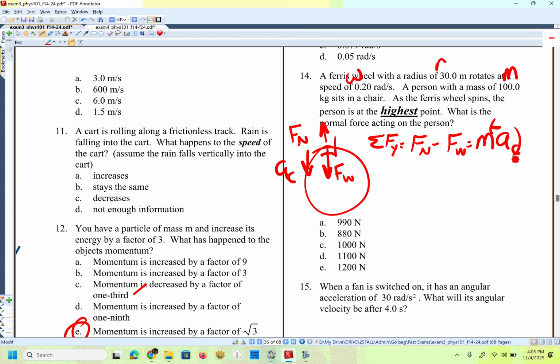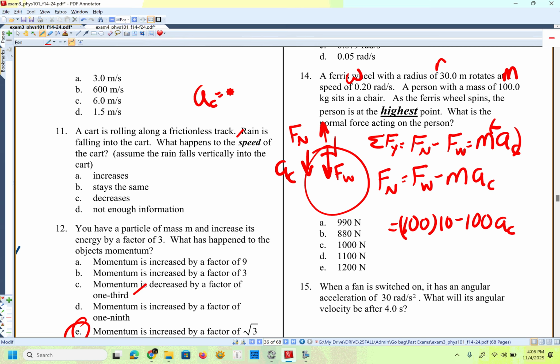All right, so I want to know the normal force. I just say the normal force is equal to the weight minus m a_c. The weight is a 100 kilogram person, 100 kilograms times 10, minus 100 times a_c. I need to figure out what a_c is. a_c is equal to omega squared r. That is 0.2 squared times the radius, which is 30. What is that?